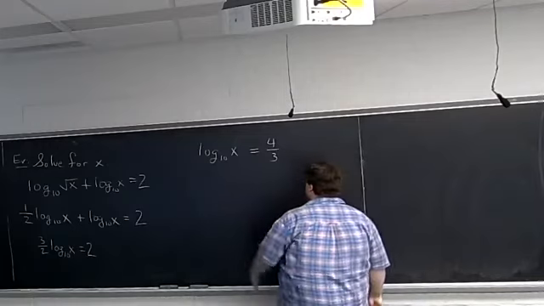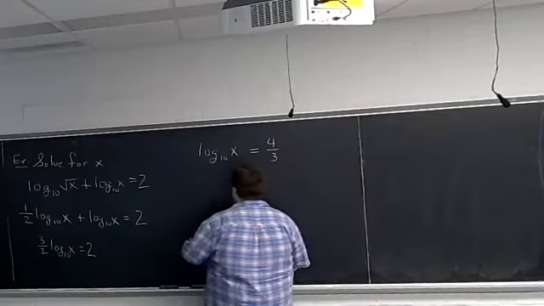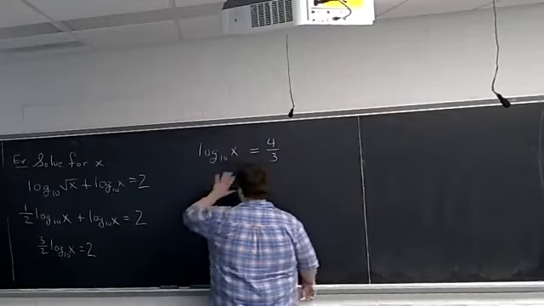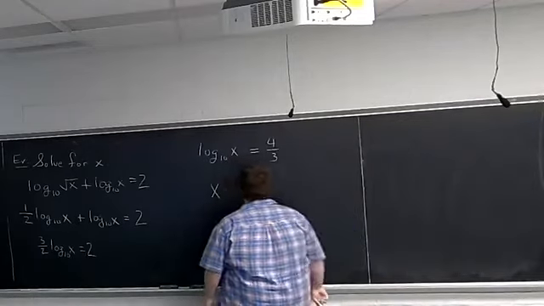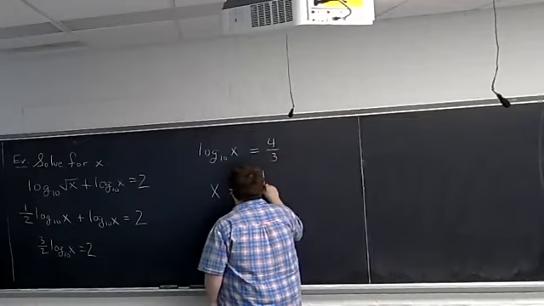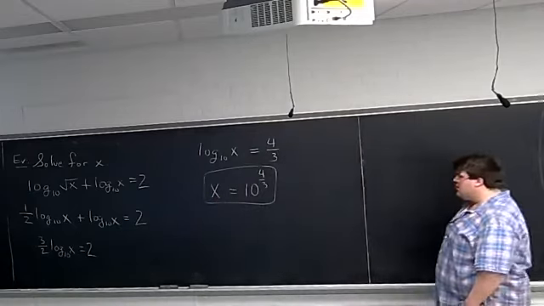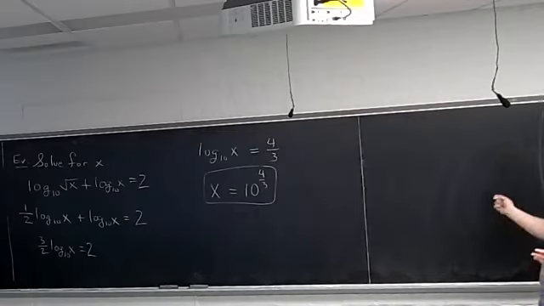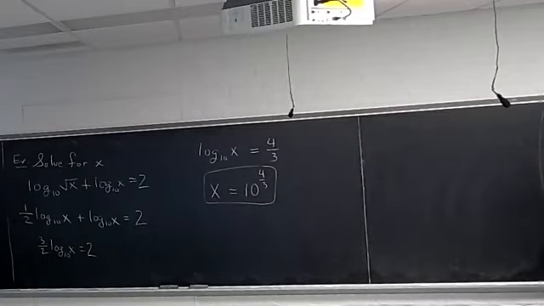And then to solve this, we have a logarithm function. To get rid of a logarithm, we'll take an exponential. 10 to the base is 10. So 10 to the left side is x. 10 to the right side is 10 to the 4/3. Any questions about that? You could, I guess, if you want, write that as the cube root of 10,000. Any questions about that one?